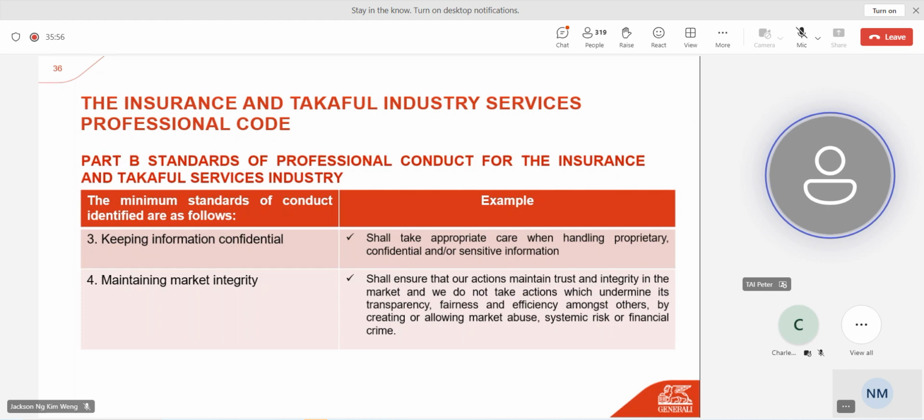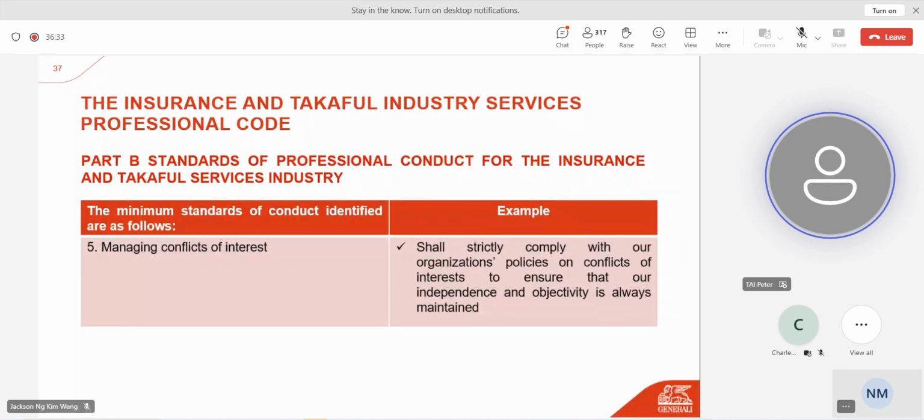Right. Maintaining market integrity. I'm going to repeat this: whenever we do business, we must maintain trust and integrity. We do not take action which will undermine transparency and fairness. At the same time, we try not to allow anybody to abuse the market or the system. In other words, we do not condone any hanky-panky thing. Let's be professional. Next.